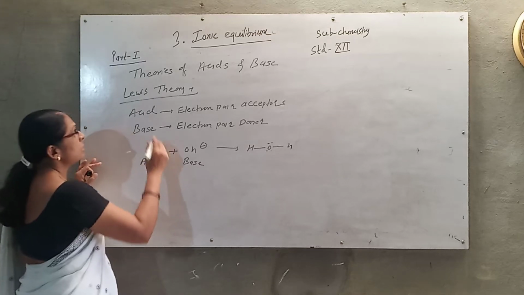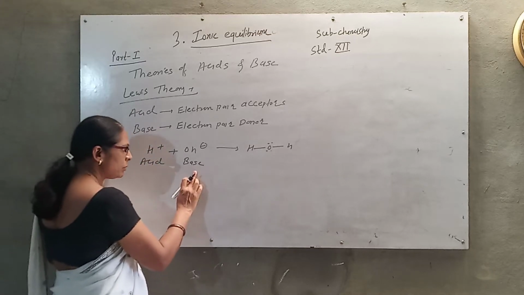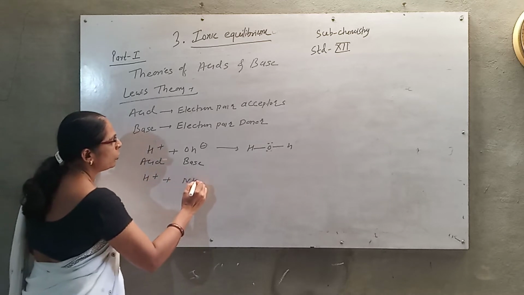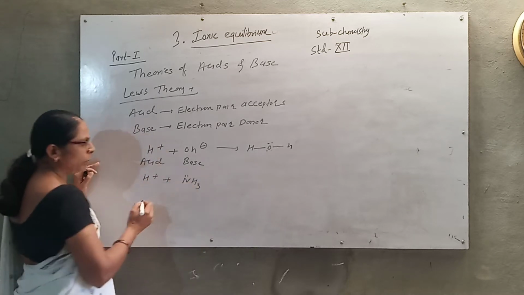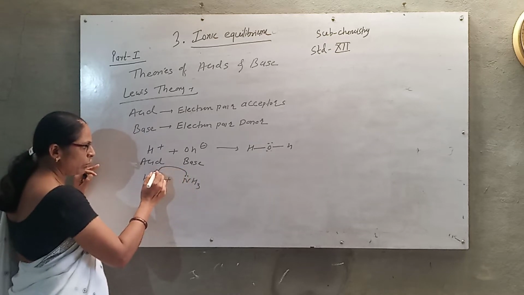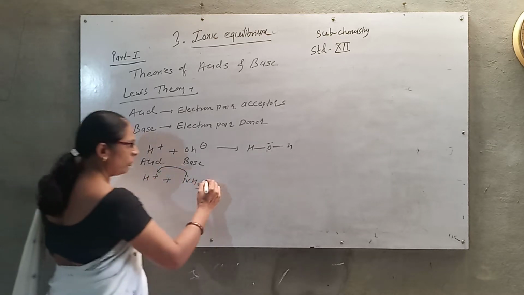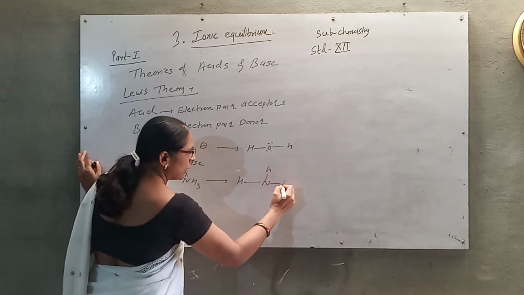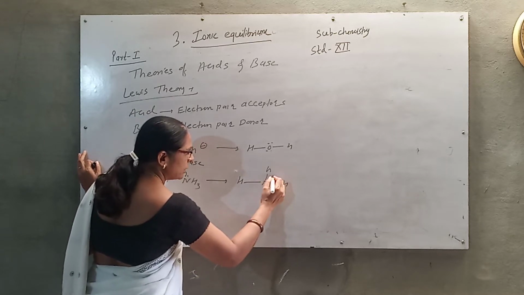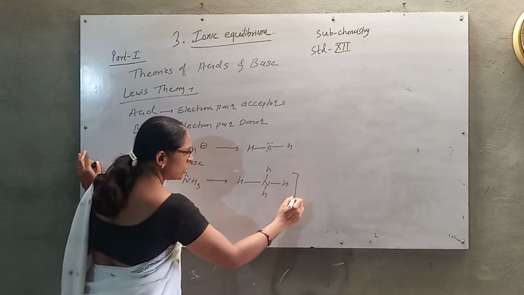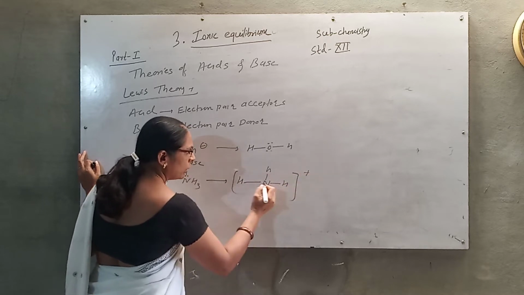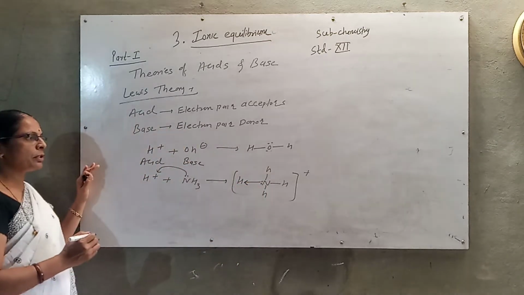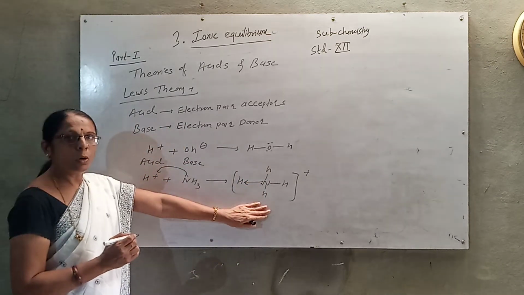Acid. So this is a Lewis acid and this is a Lewis base. For example, H plus is there and we have ammonia. We know that ammonia has a lone pair of electrons. This lone pair can be donated to the hydrogen, forming a coordinate bond. So according to Lewis acid-base theory, there is a formation of a coordinate bond where the base donates a lone pair to the hydrogen.